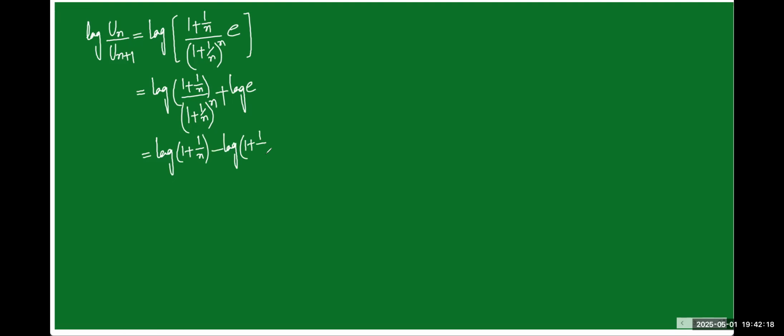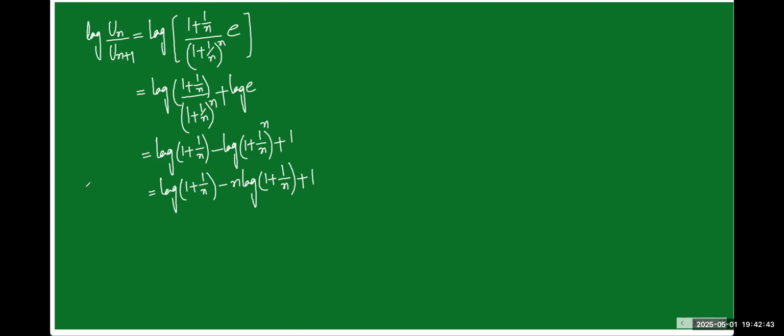Log a by b is nothing but log a minus log b. Plus we know that log e value is 1. So this is equal to log of 1 plus 1 by n, minus again one more formula, log x to the power of n is n log x, so n will come: 1 plus 1 by n plus 1.